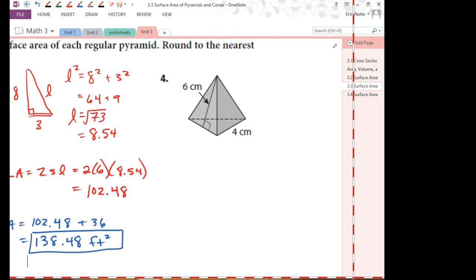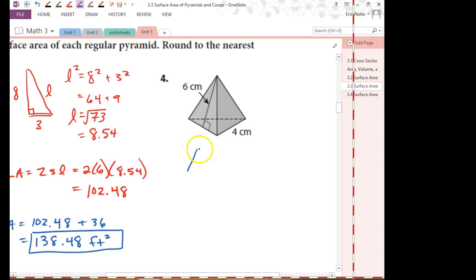Okay, I want to do this one also because this is slightly different shape. It is a pyramid, but this one is a triangular pyramid. The base of that is an isosceles triangle. So all 3 of those sides are the same. Or an equilateral. Excuse me. Thank you for catching my mistake.